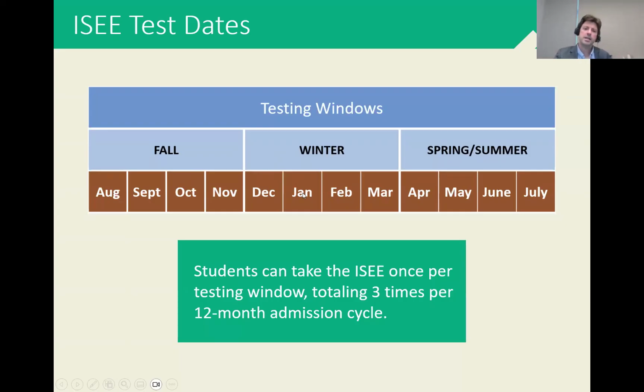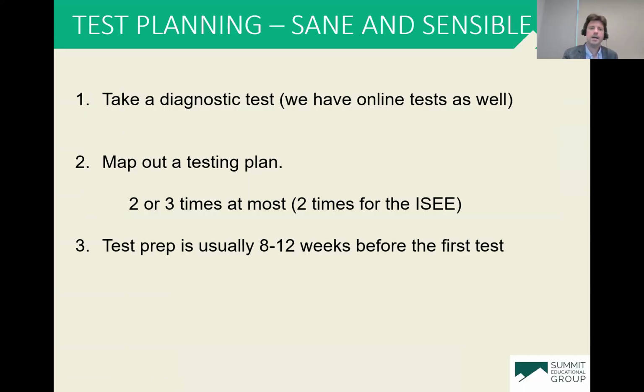So on the ISEE, students can only take it twice because generally admission deadlines are mid-January or early February. So that spring summer window is not really going to be applicable for the ISEE testing.